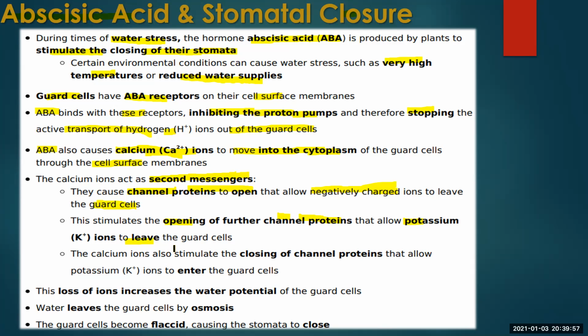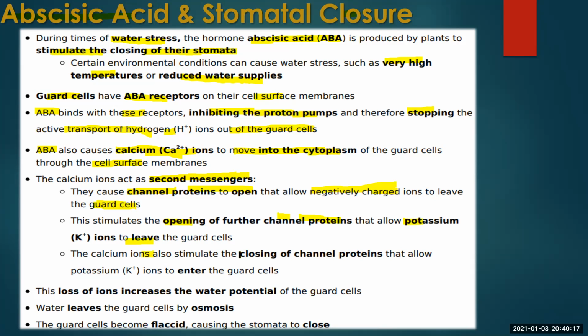So calcium came into the cell, into the cytoplasm through the cell surface membrane, and acts as a second messenger. It causes the channel protein to open, and first allows the negatively charged ions to leave, and after that opens another set of channel proteins which allow the potassium to move out, right? Now the calcium ions, right?